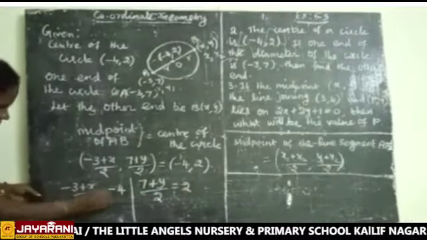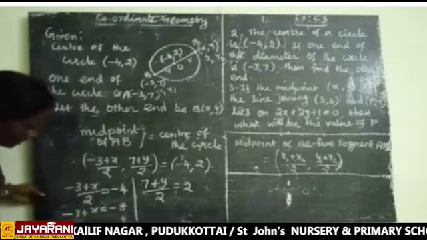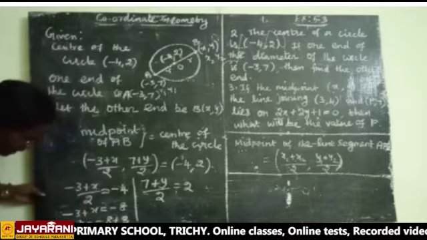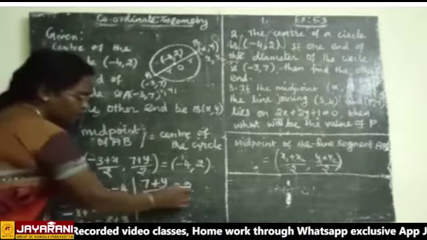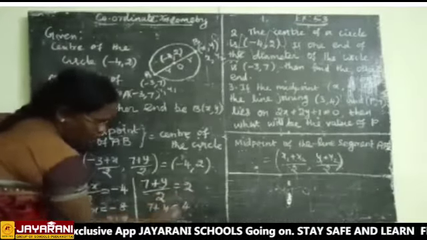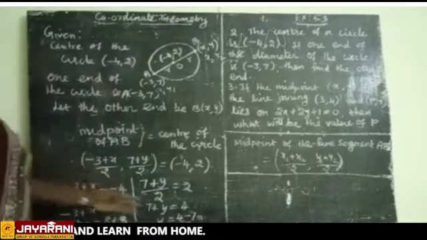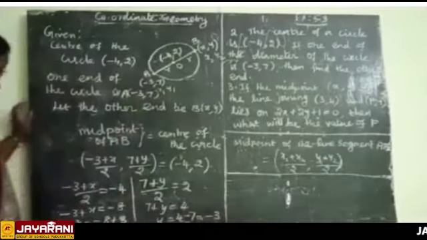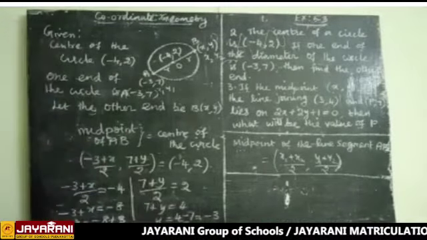Cross multiply: -3 plus x equals -8. Then x equals -8 plus 3, so the value of x is -5. Cross multiply again here: 7 plus y equals 4, since 2 twos are 4. Then y equals 4 minus 7, which equals -3. So the value of x is -5 and y is -3.